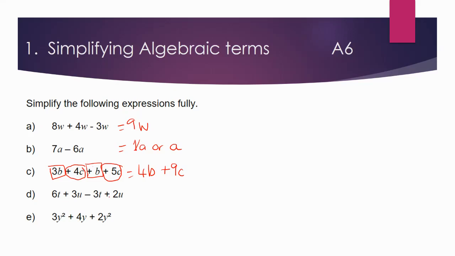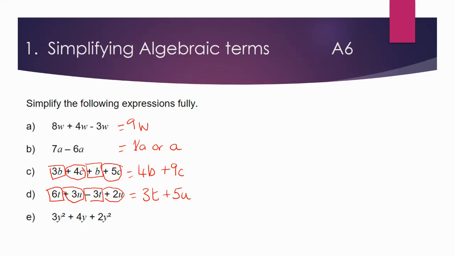So let's have a look at this one. So we've got T's and U's, so we've got 6T. We always start with the first one, so 6T, take away 3T, so that leaves us with 3T. And then we've got plus 3U plus 2U, so that gives us plus 5U.